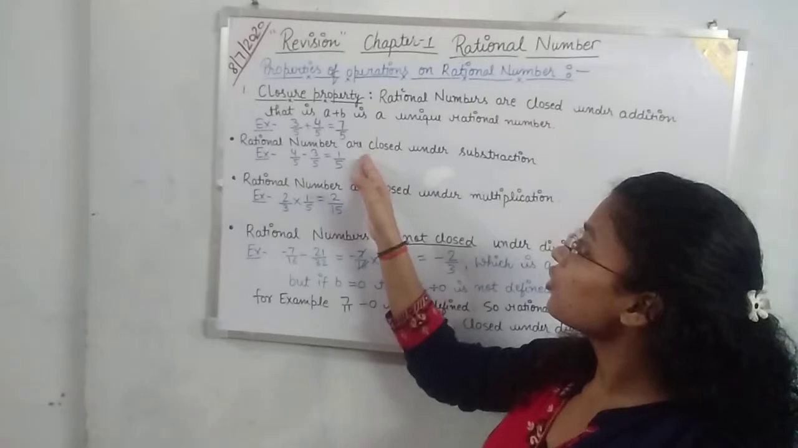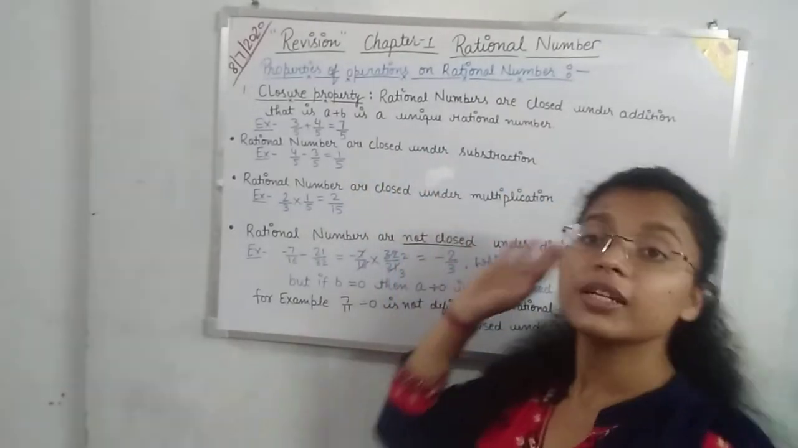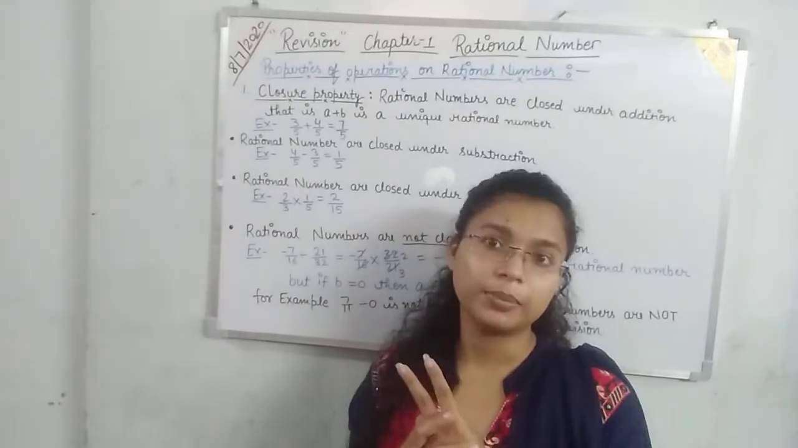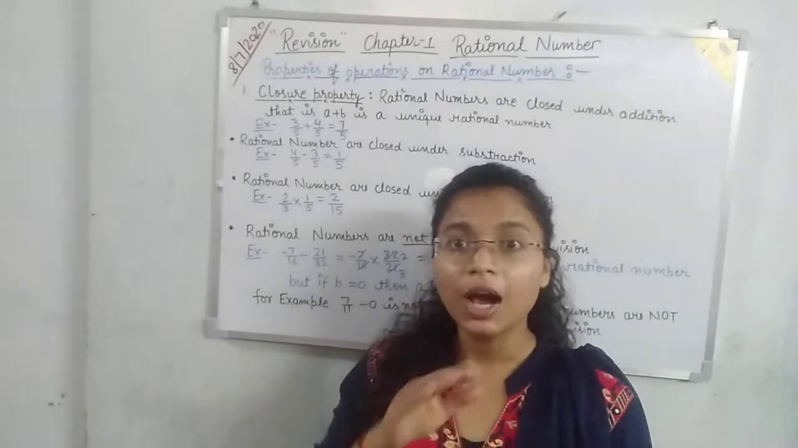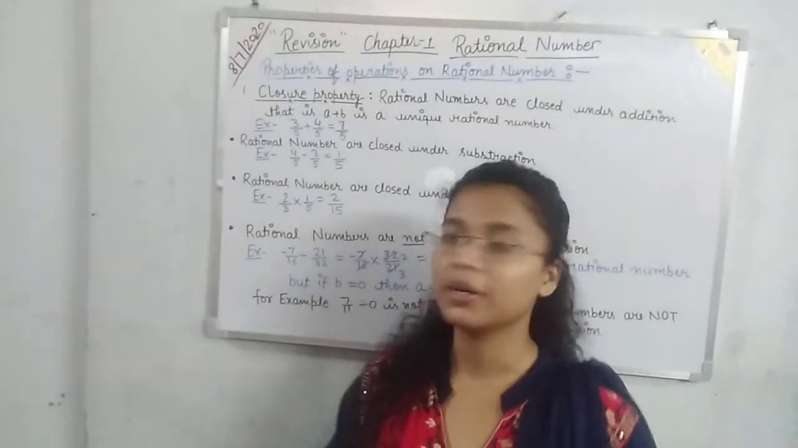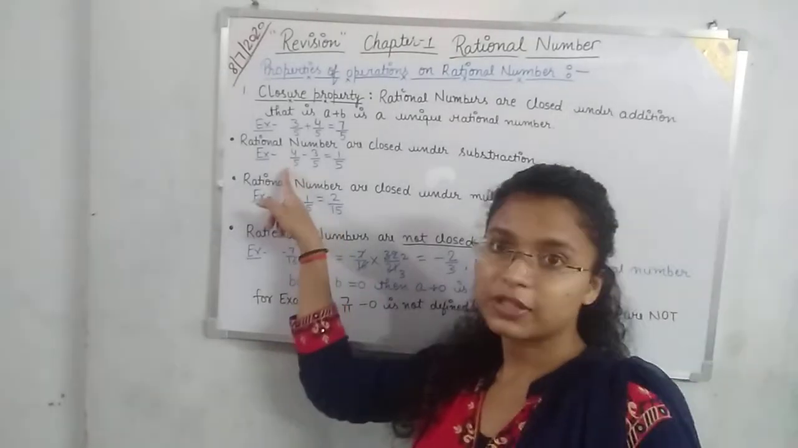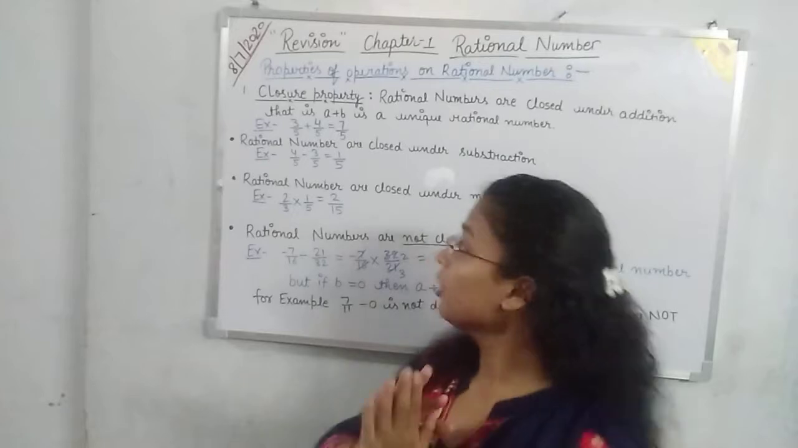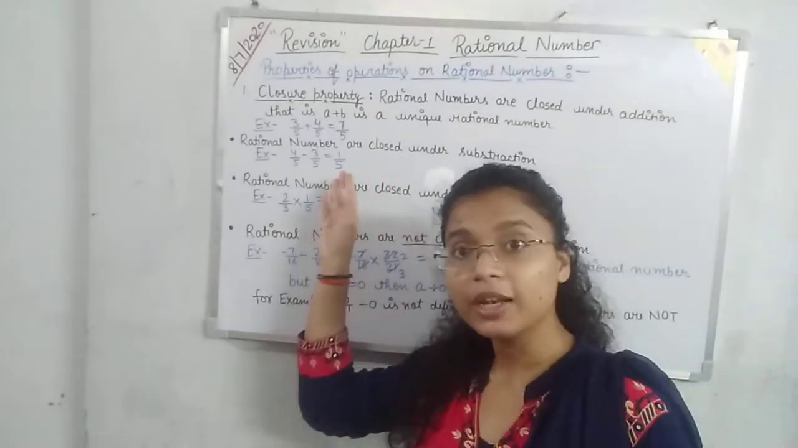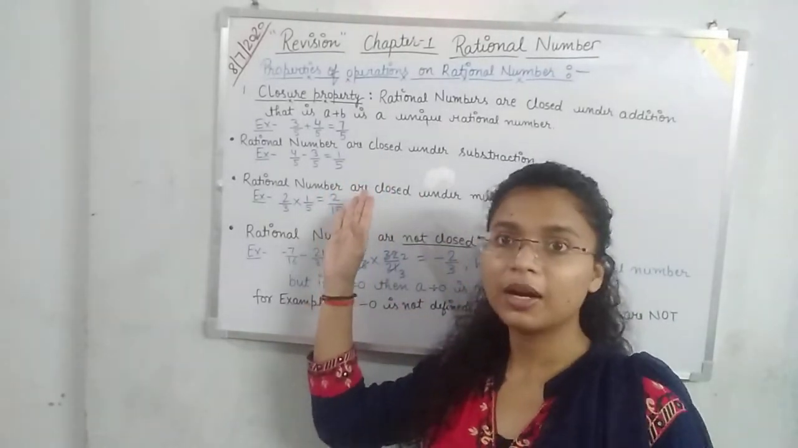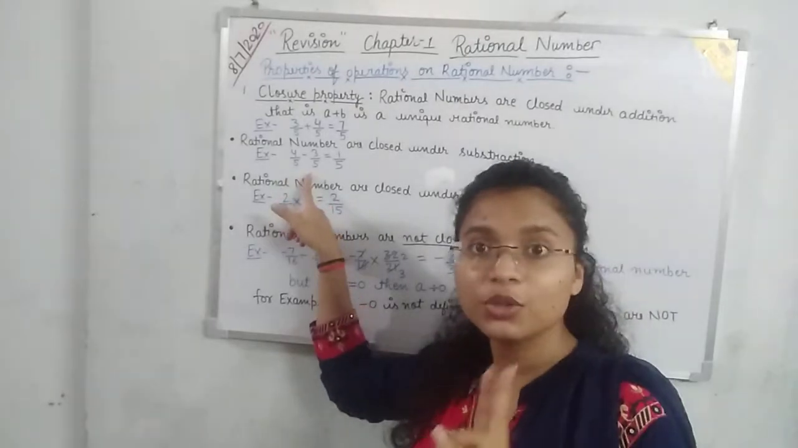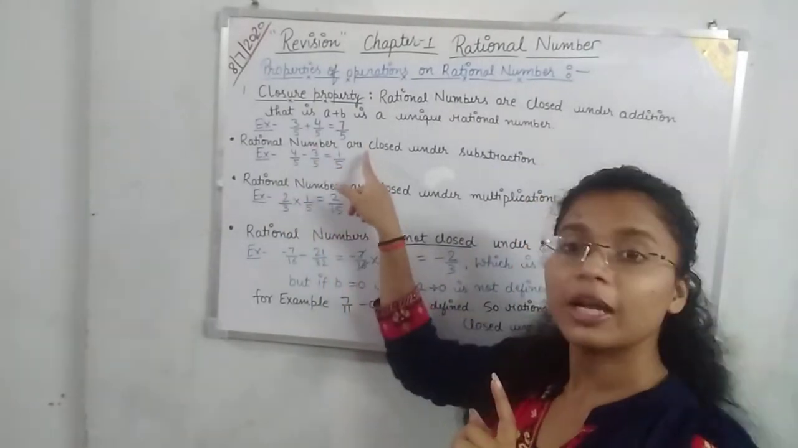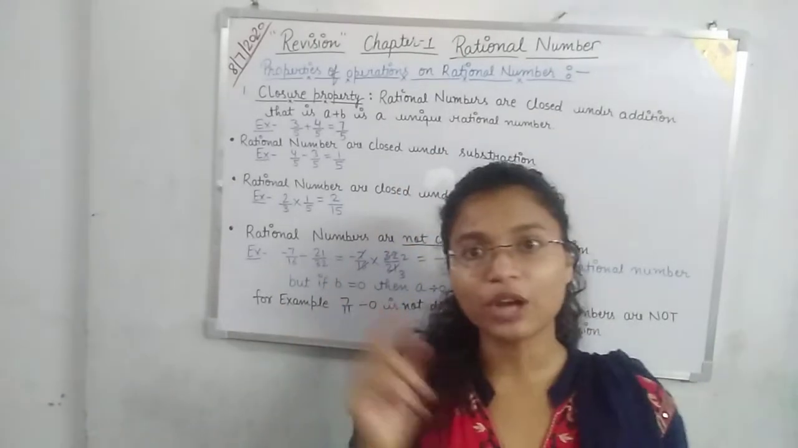Next, rational numbers are closed under subtraction. In the same way, if you take two rational numbers and subtract them, again you will get a rational number. 4 by 5 is a rational number and 3 by 5 is a rational number. If you subtract them, you will get 1 by 5. Again, 1 by 5 is a rational number. Means if you subtract two rational numbers, again you get a rational number. That means rational numbers are closed under subtraction.